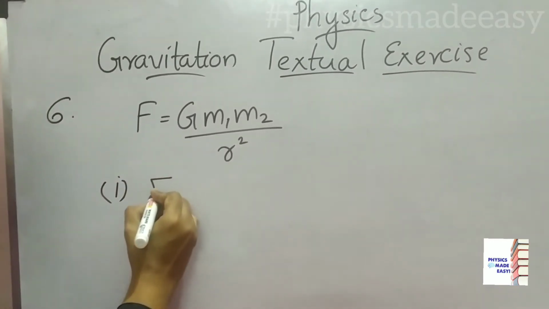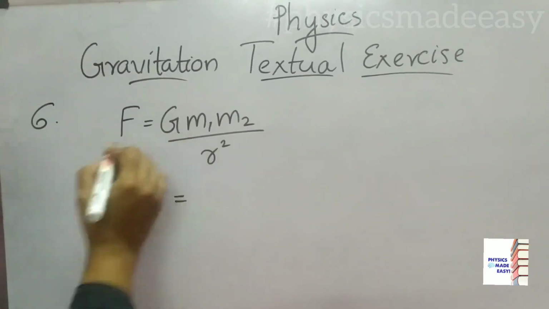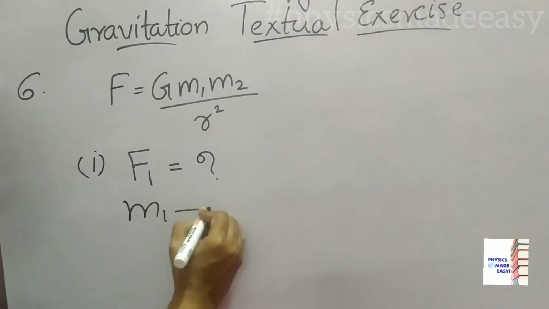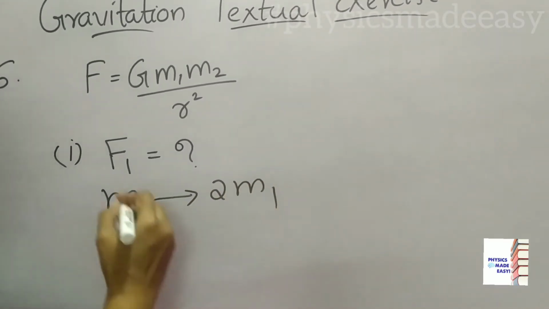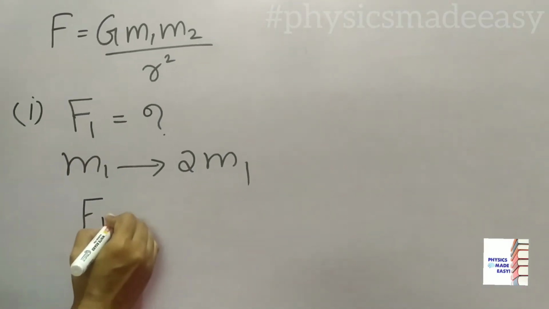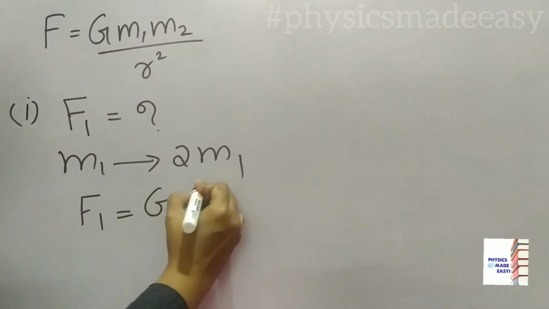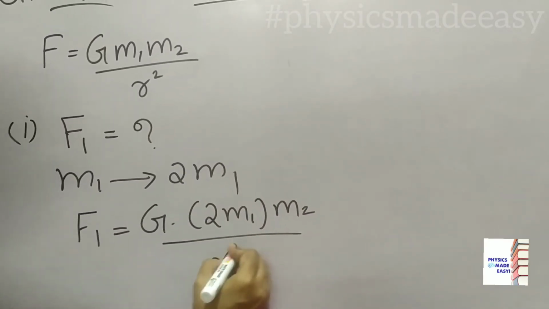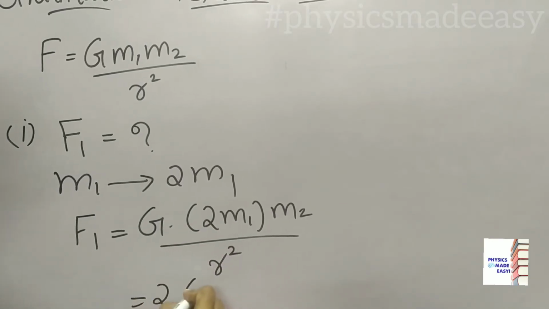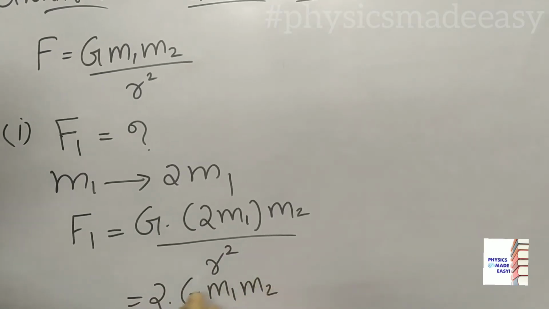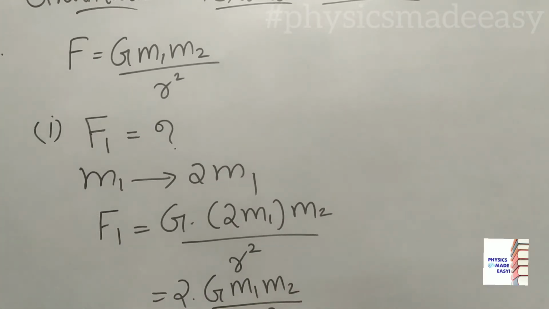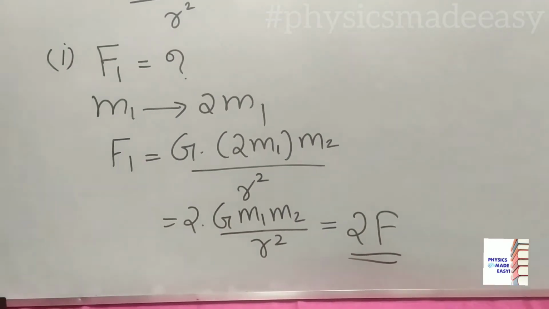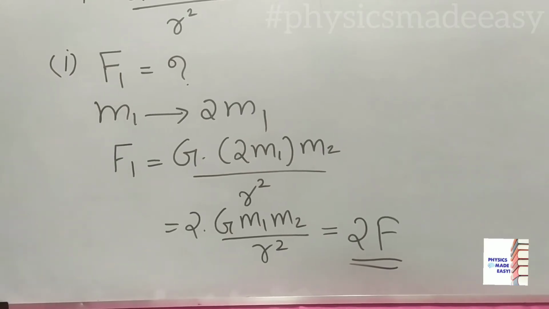So here we can take that as F1, where one of the masses is doubled. One of the masses is doubled means we can take m1 becomes 2m1. Then what will happen to the force? Here I am writing that F1 is equal to G into 2m1 into m2 divided by r square. You can write here 2 into G m1 m2 divided by r square. This we can write as 2F. This is the new force, 2 times that of the old force.